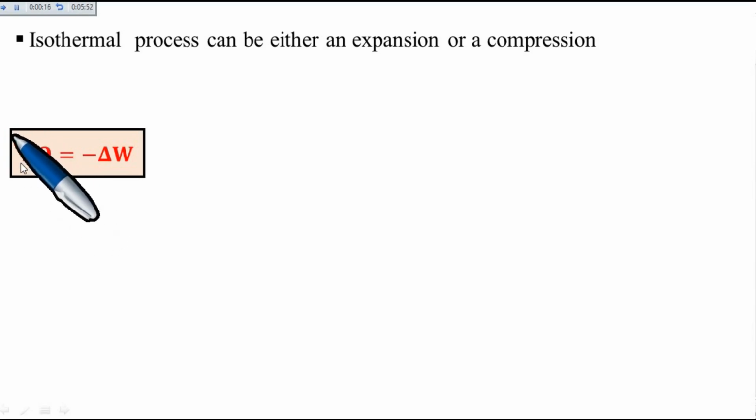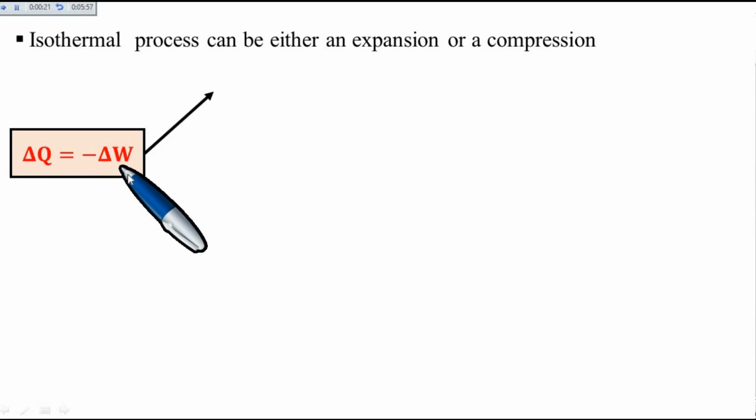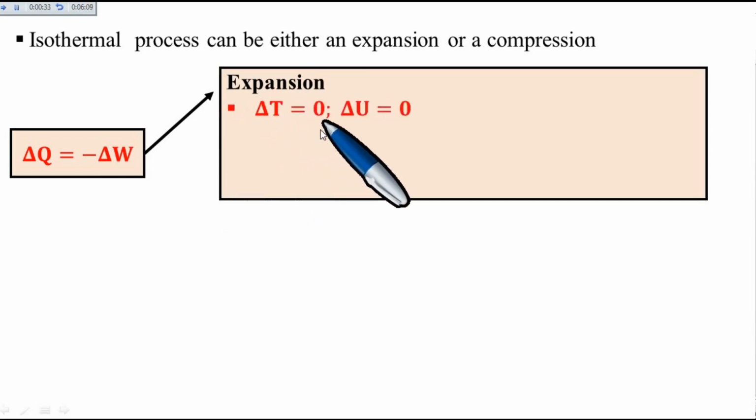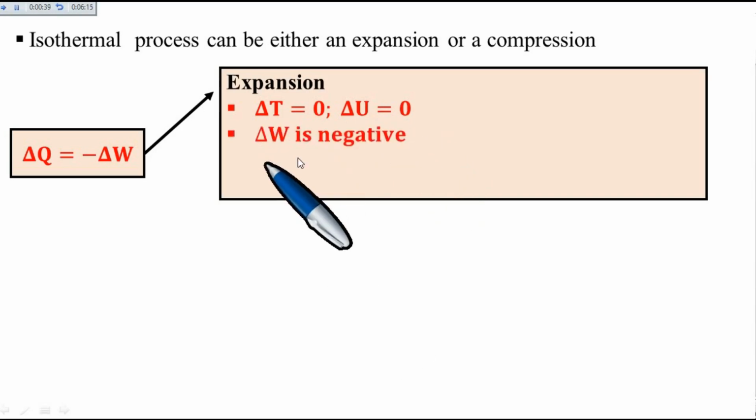Now, an isothermal process can be either an expansion or a compression process. We have dQ equal to negative dW, as we have seen. Let's consider an isothermal expansion. In this case, delta T is equal to zero, and the internal energy is zero. dW is negative because you have an expansion. Remember, during an expansion, the work is done by the system, so the work done is negative.